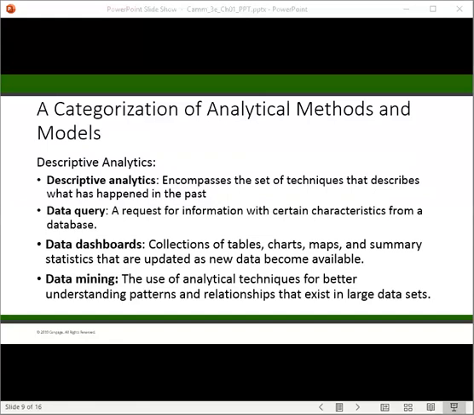Data mining is the use of analytical techniques to look for and understand patterns and relationships that exist in large data sets. Some examples are cluster analysis and sentiment analysis.